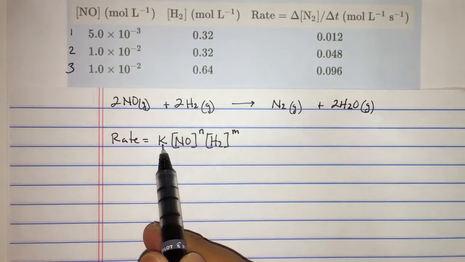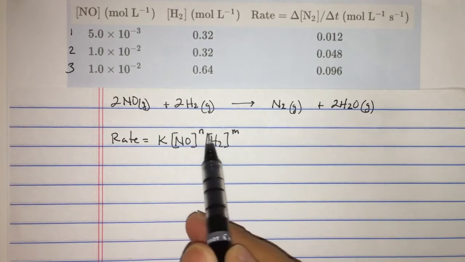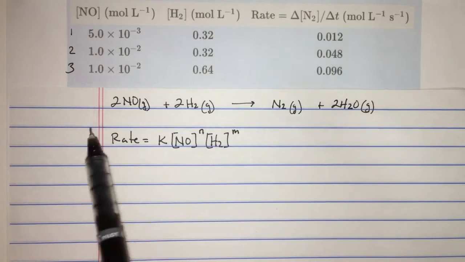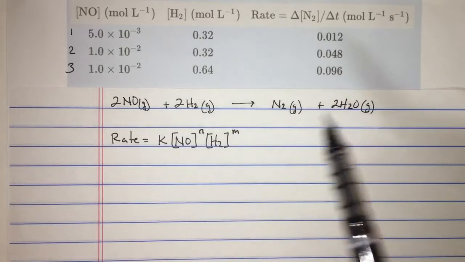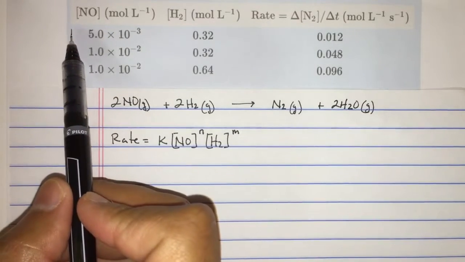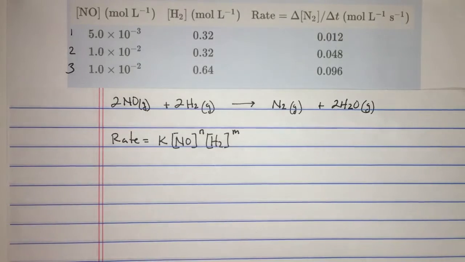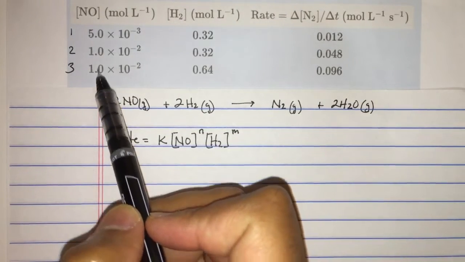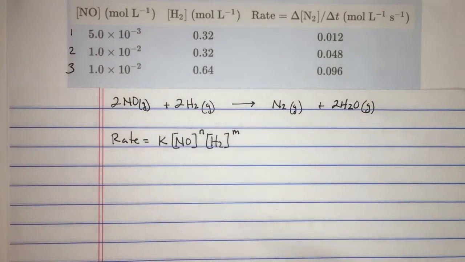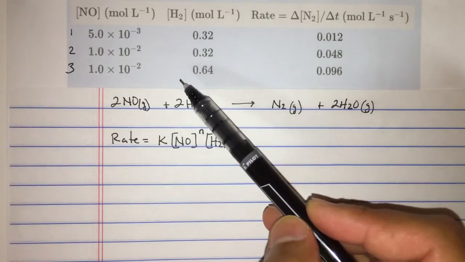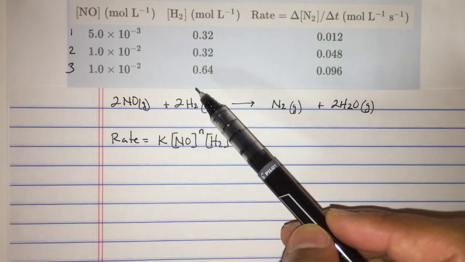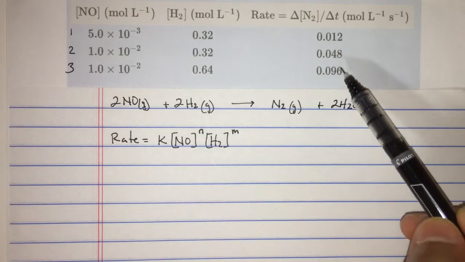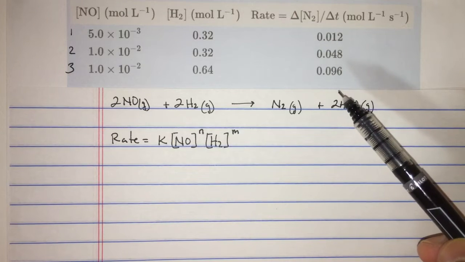Now we need to go find the rate constant and we need to go find the orders of reaction. In order to do that, we need to have some data. So here we've got a table with different experiments. We'll call these experiment 1, 2, and 3. In the first column, we have the concentration of NO at the beginning of a reaction. In the middle, we have the concentration of hydrogen at the beginning of the reaction. And then here we have the initial rates. So these are the rates right after the reaction starts.